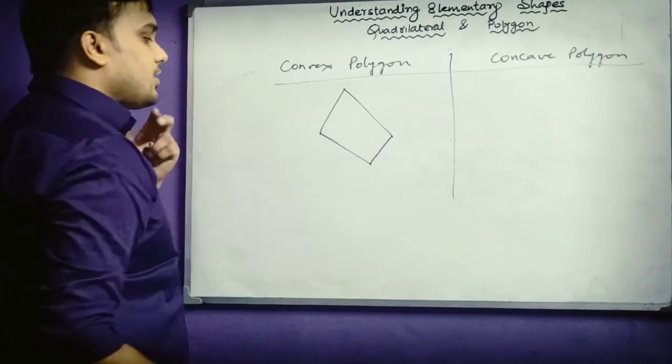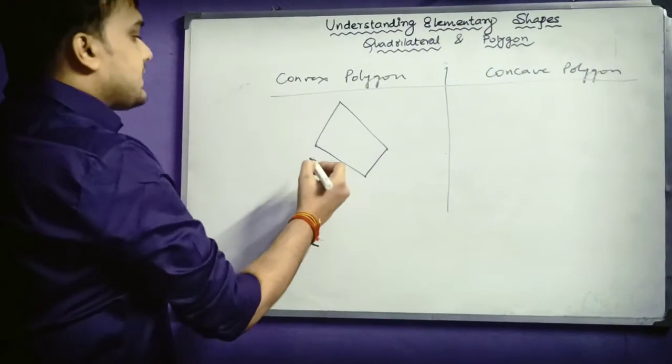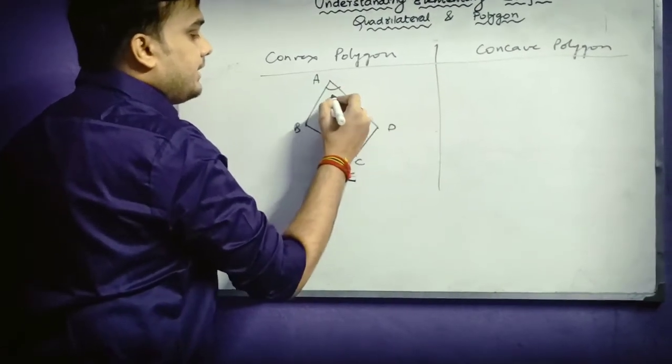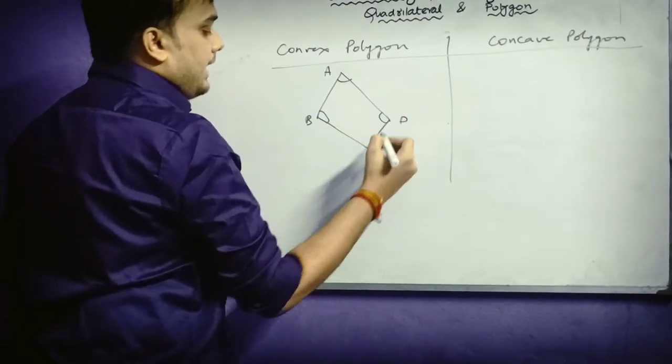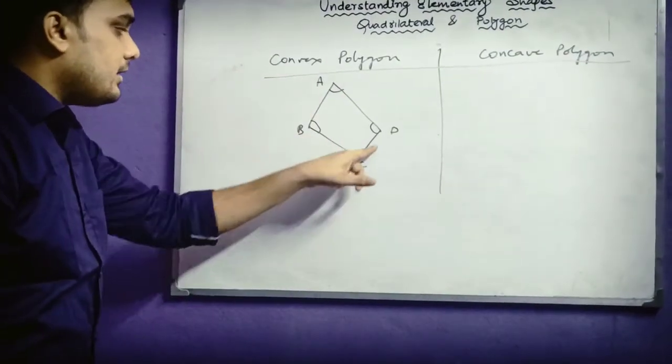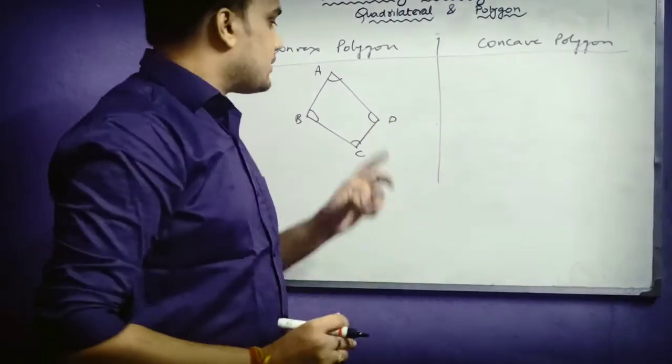This is also a polygon. You can see here, inside this polygon, all angles are less than 180 degrees. You can see angle A, angle B, angle C, angle D. All angles, each angle here is less than 180 degrees. So this is a convex polygon.